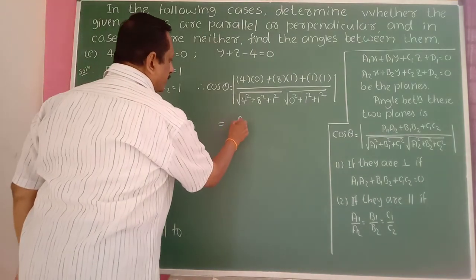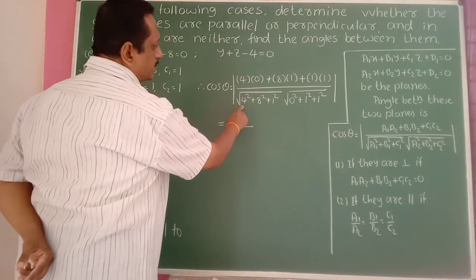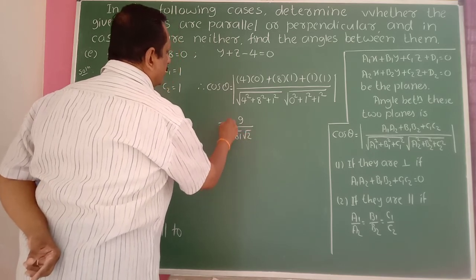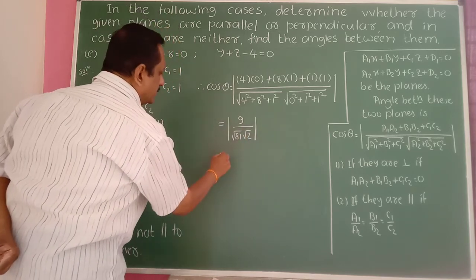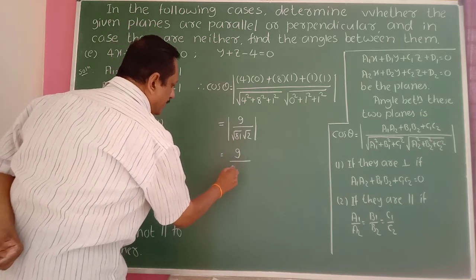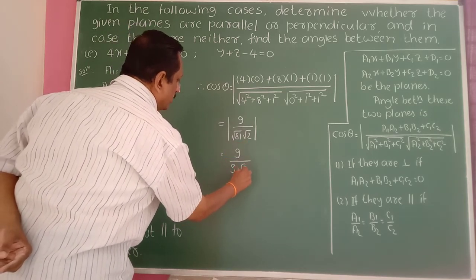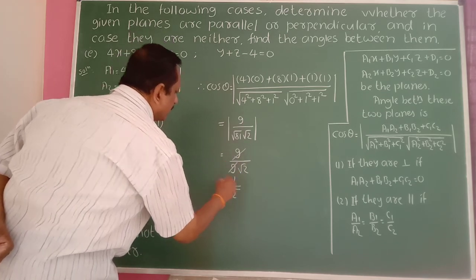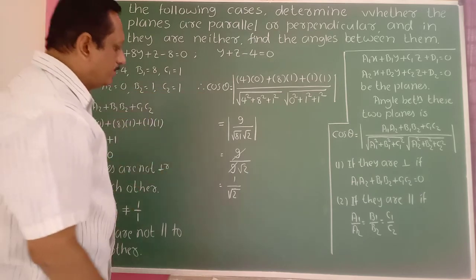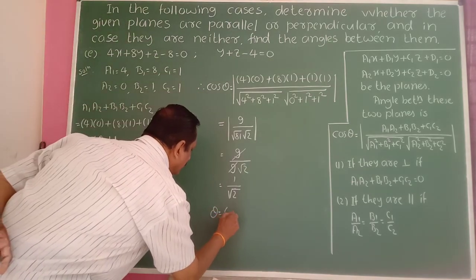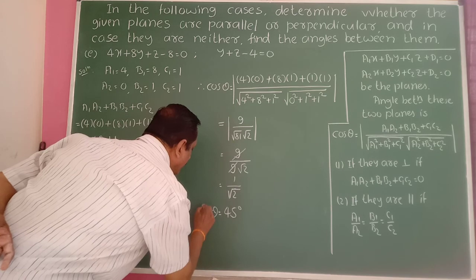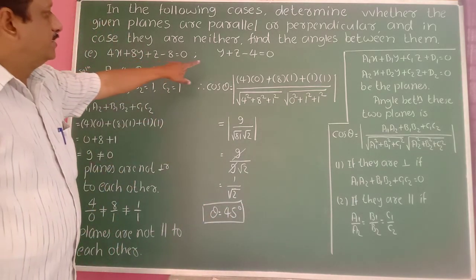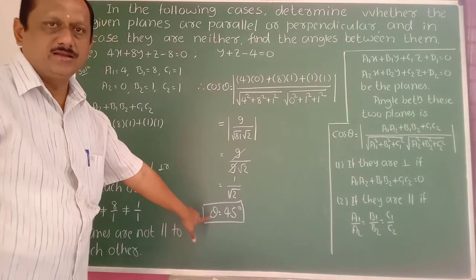So write here 9 divided by root of 81 into root of 2 here. Plus sign is there. Therefore write here that 9, square root of 81 is 9, into root 2 here. 9 and 9 cancel, 1 upon root 2 here. So cos theta is equal to 1 by root 2. Hence theta is equal to what here? 45 degrees. Theta is equal to 45 degrees. Therefore the angle between these two planes is 45 degrees. This is the answer here.